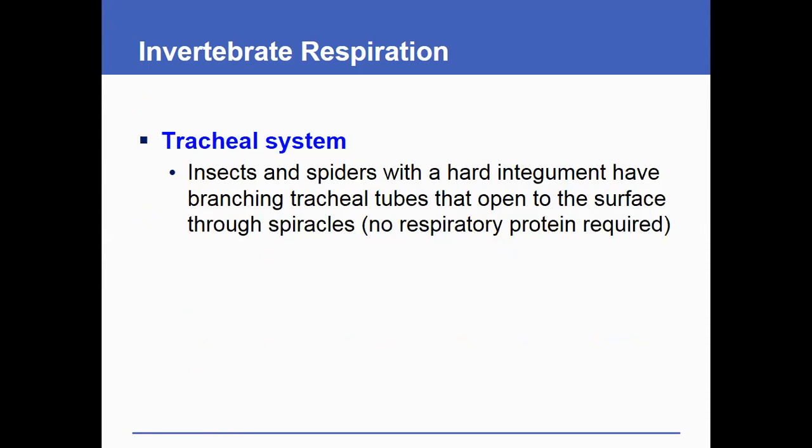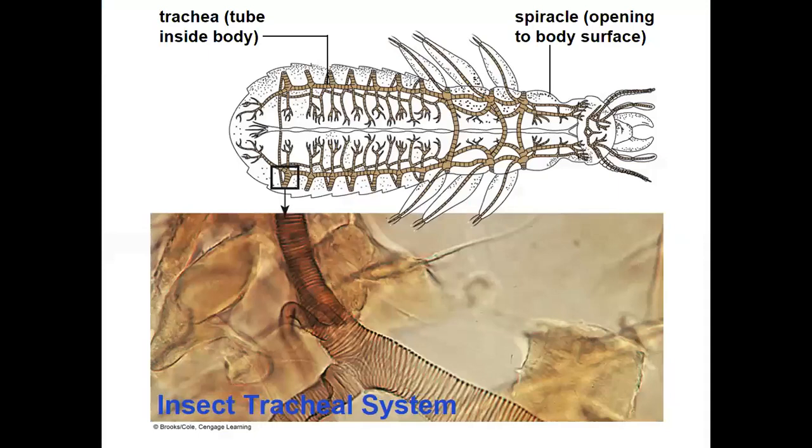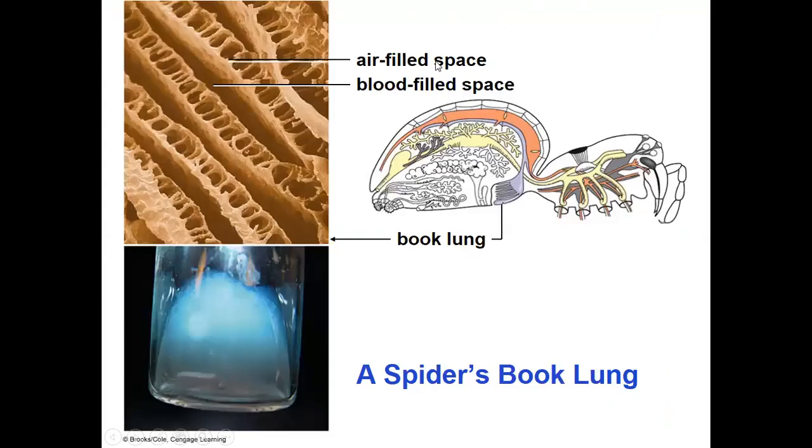Tracheal system: insects and spiders with a hard integument have branching tracheal tubes that open to the surface through spiracles. No respiratory protein is required. This is the trachea. Look for the spiracle opening to the body surface. This is a book lung in the case of a spider.